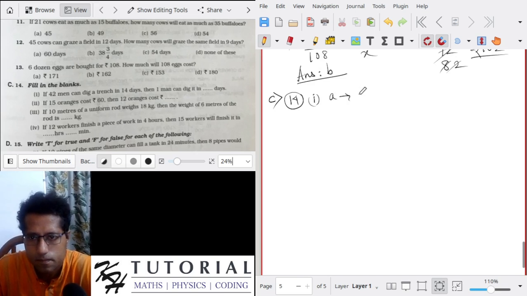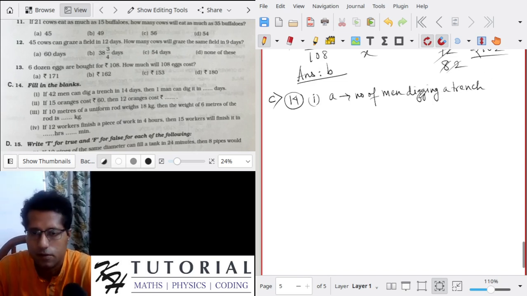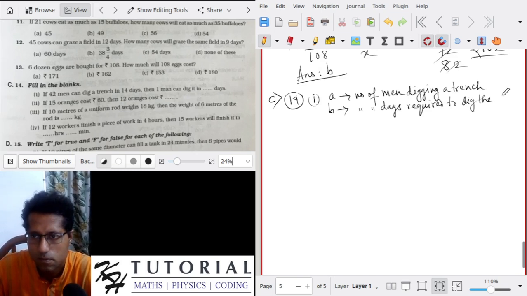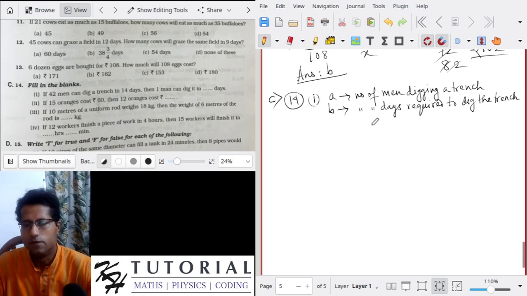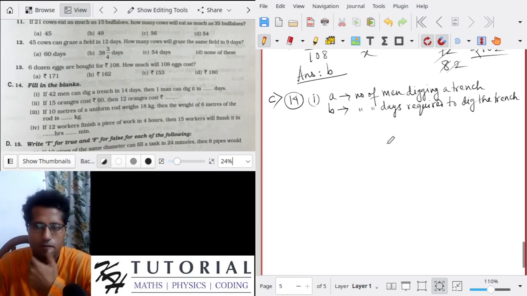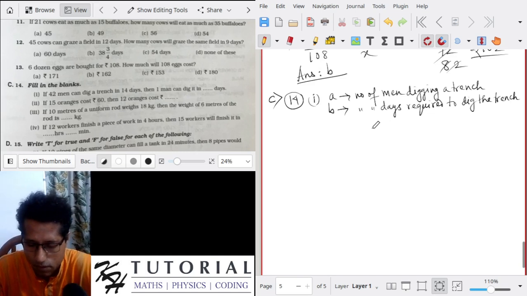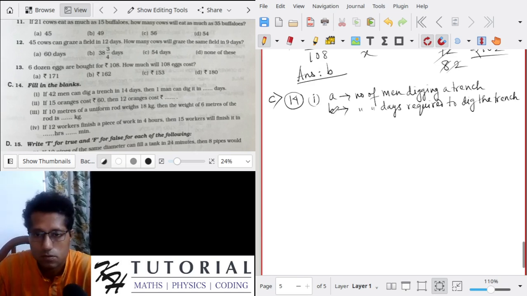Let A be the quantity which represents the number of men digging a trench, and B be the quantity number of days required to dig the trench. So this is basically a variation of time and work problem. So definitely if there are more men, then the number of days required to dig the trench will be less, and if there are fewer men, the number of days required will be more. So definitely A and B vary inversely.